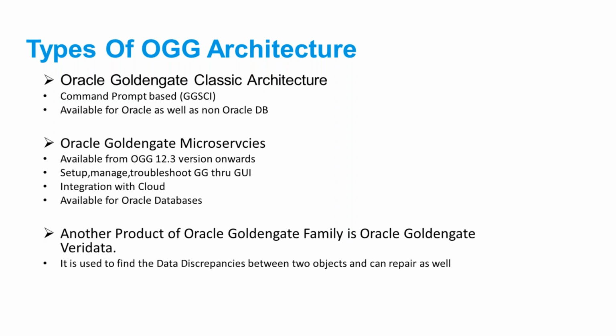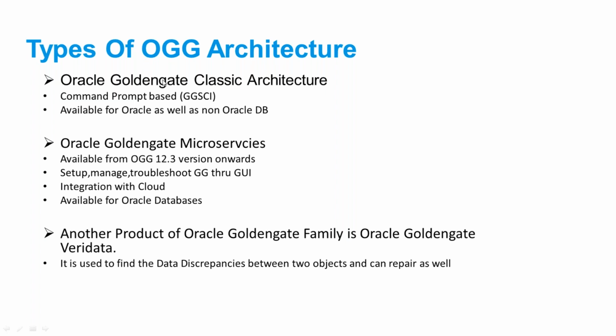Oracle has planned to upgrade 40 to 50% of organizations to microservices architecture by end of 2020. So even if your organization currently uses classic architecture, chances are they will be upgrading to microservices soon. Another thing is, as of today, microservices architecture is available only for Oracle database.